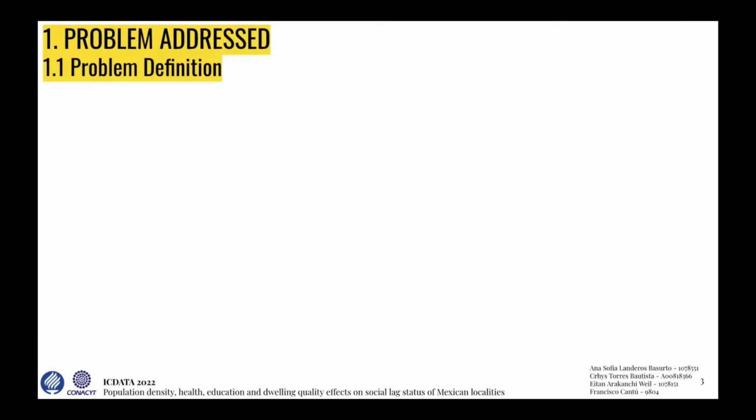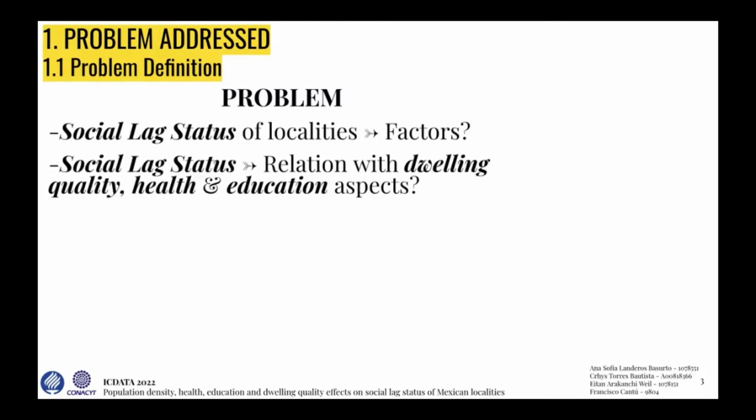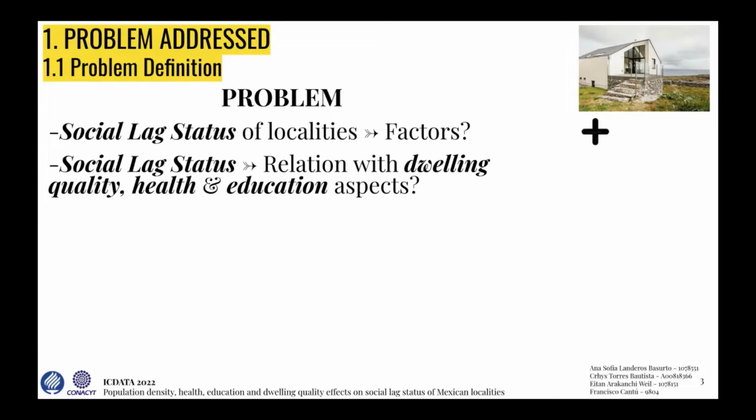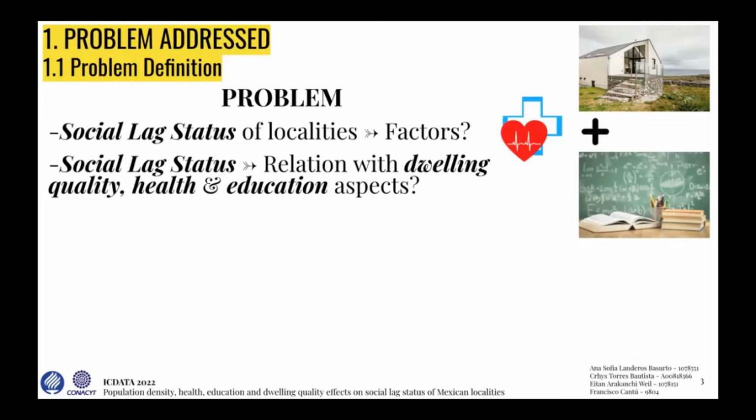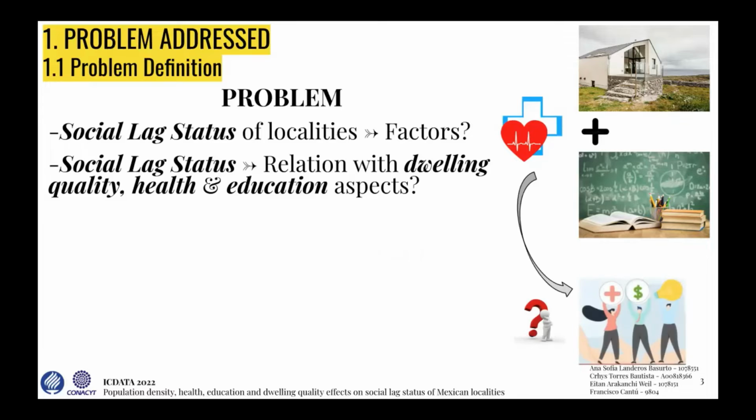So what is the problem addressed in this analysis? Well, it's to understand how the factors composing the social lag of localities behave and explain the social lag status of the localities. So what is the relationship of this social lag status with the dwelling quality, health, and education aspects of each locality? So we want to understand how these factors are contributing to these welfare aspects of the localities and be able to better understand this phenomenon.